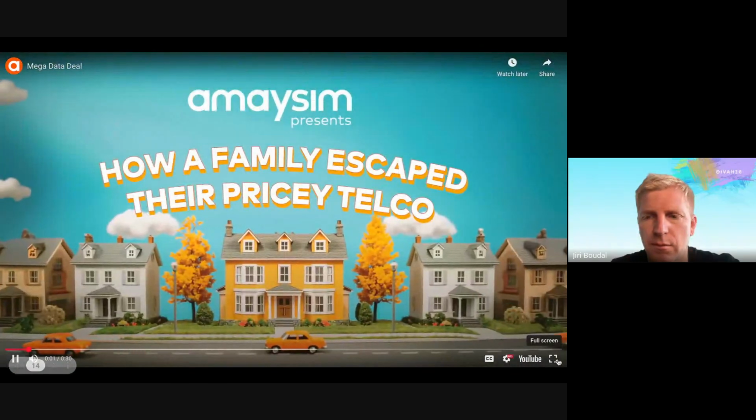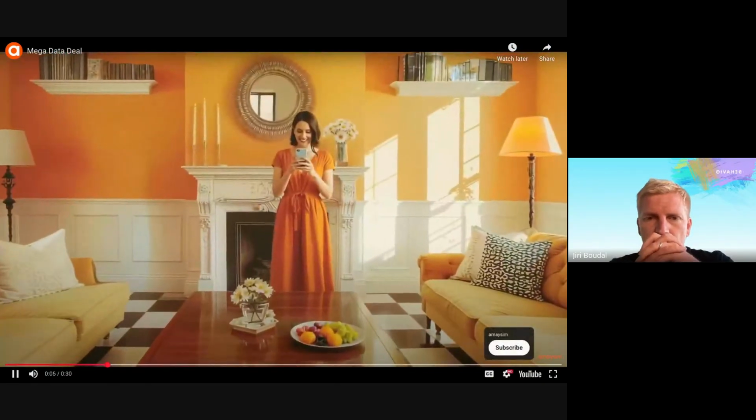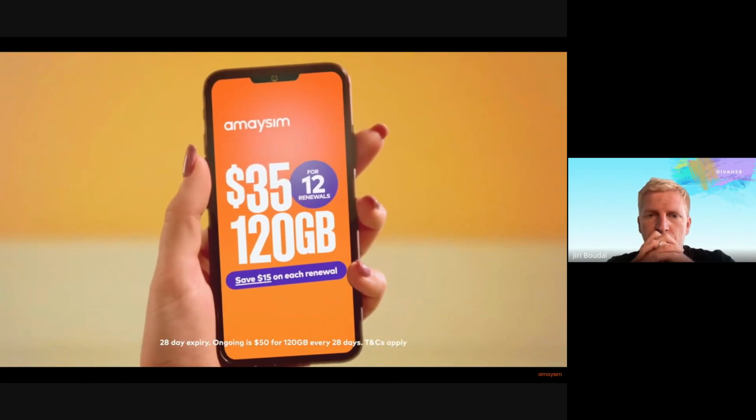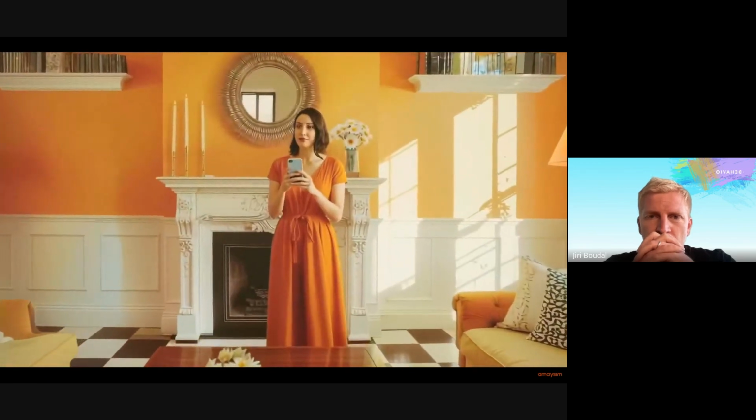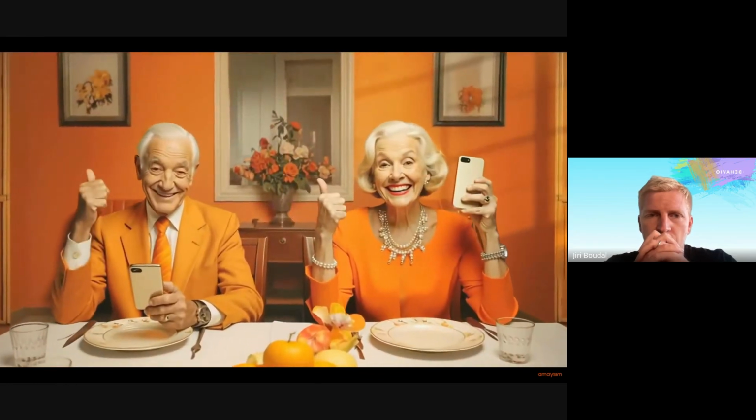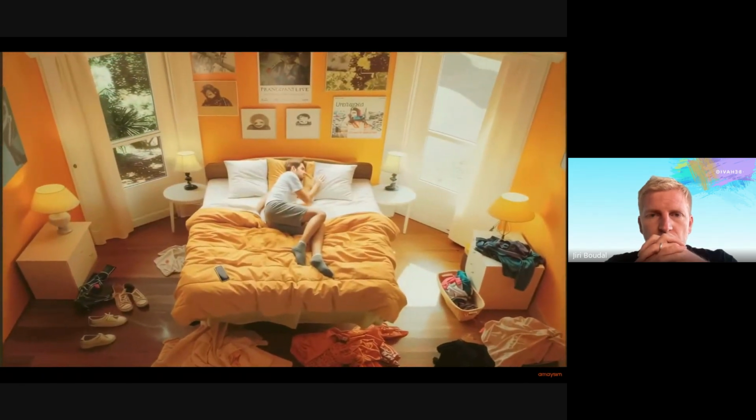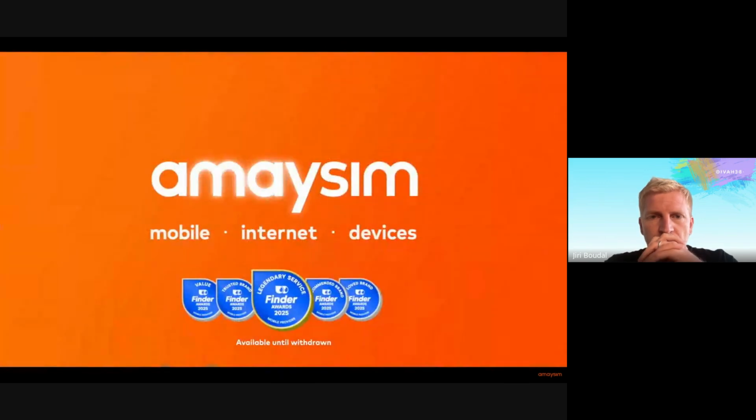This is the story of how a family escaped their pricey telco. It begins with a woman trying an eSIM and getting 120 gigs of data for just $35 every renewal for 12 renewals. Then she quietly thought to herself, that's a good deal. So she told her husband. Now he streams more sport and pays less. Then she told her parents. Now they get legendary service and pay less. Then she told her son. He didn't reply, so she signed him up anyway. And now we've told you. So escape your pricey telco with an eSIM.